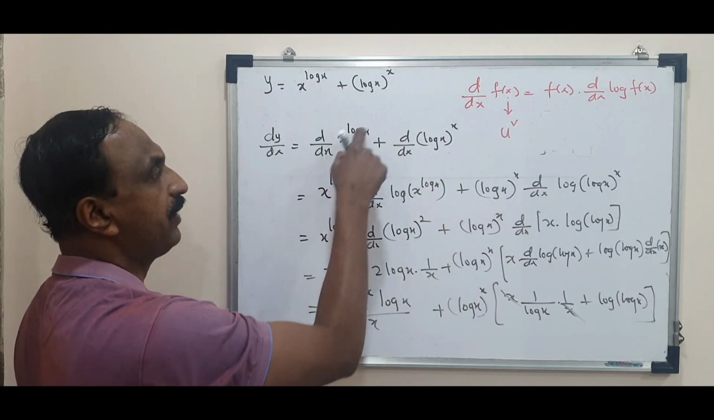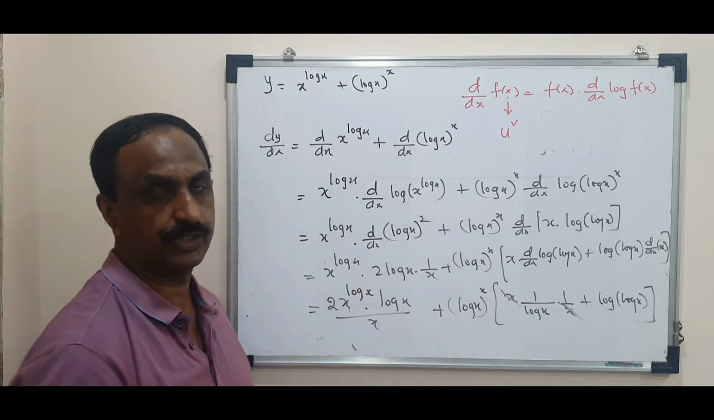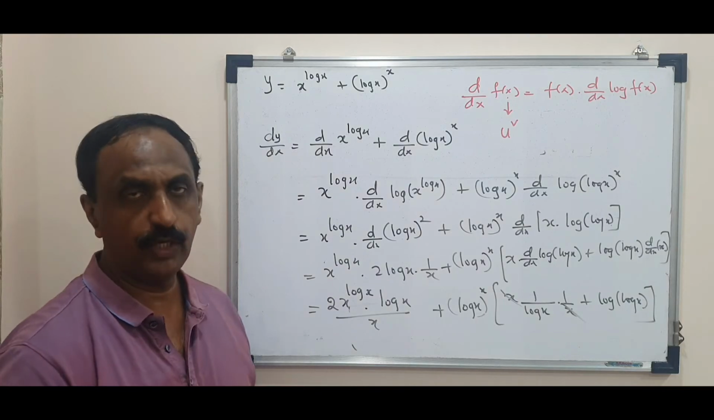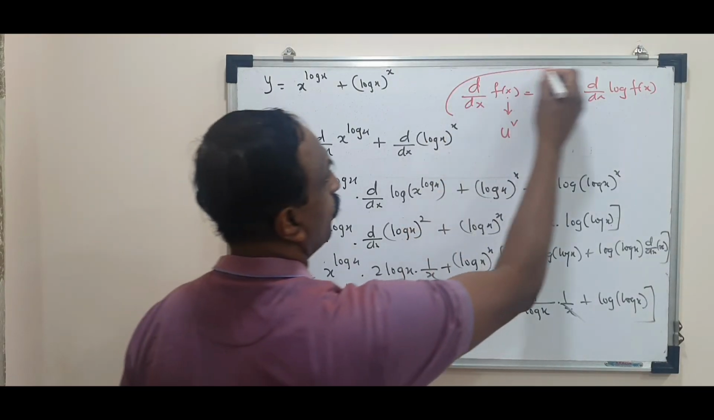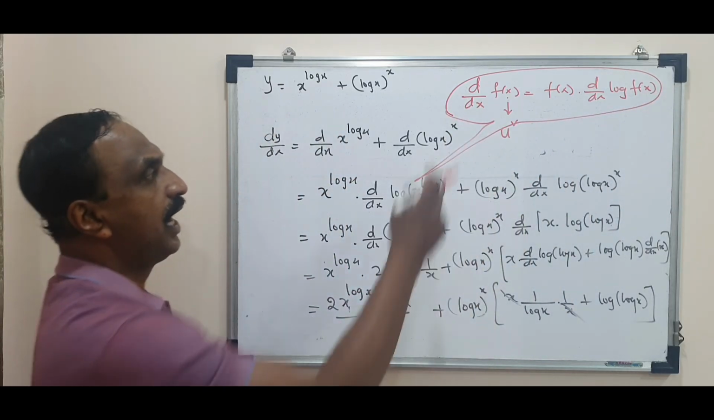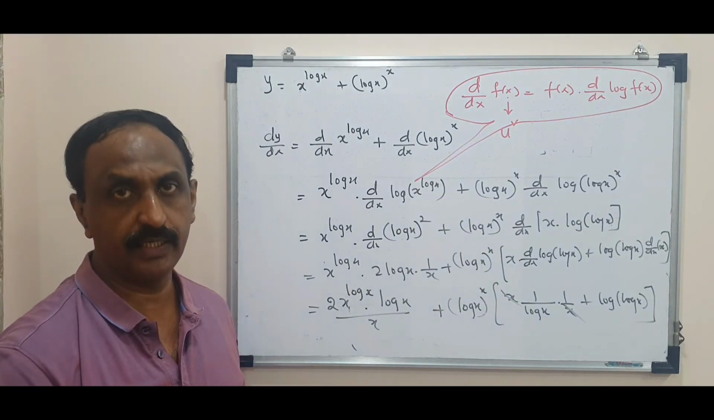Whenever a base and power both have x in it, we apply function into derivative of log of the function. We can write it in one step and get the answer, so it is faster. If you are doing this in the board examination, you must mention this formula. You must say, applying this formula, I have got this answer. That has to be mentioned if you are writing in the board exam.